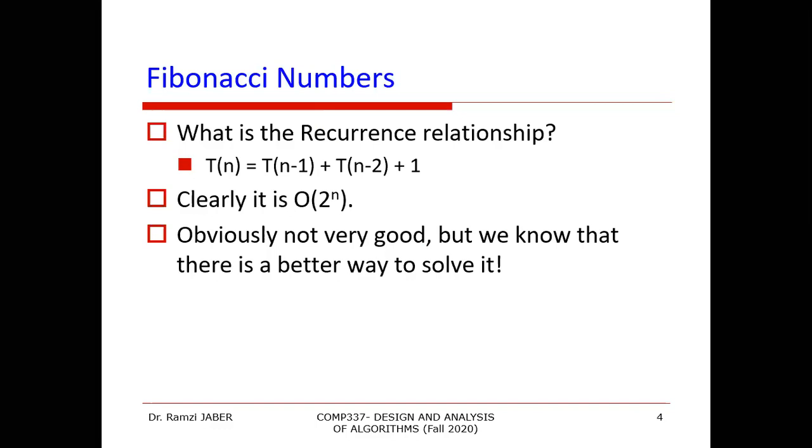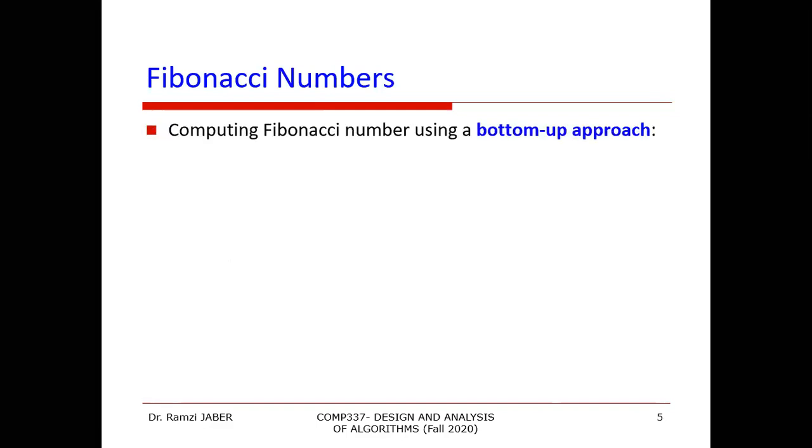So from any method you want, the complexity will be order 2 power n. It's not very good, of course, but we know that there is a better way to solve it. Okay? So if we solve it from top to down, it's a bad solution or bad algorithm.